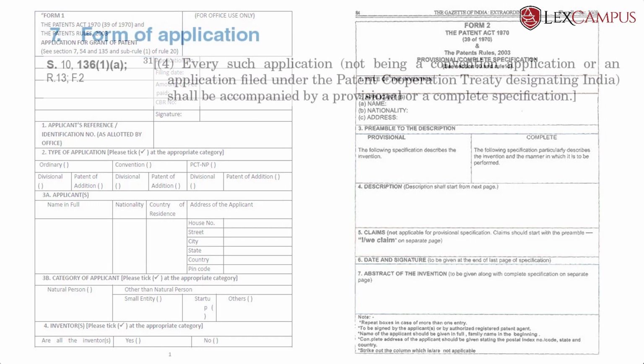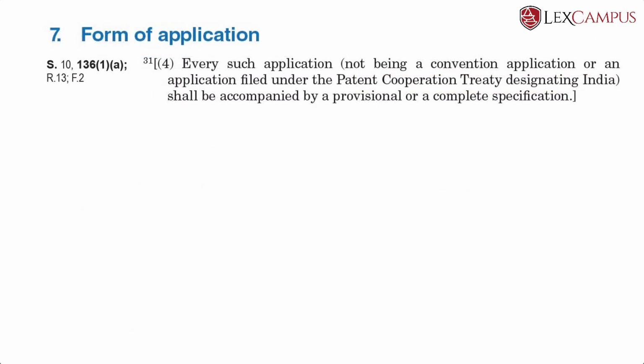Now here in 7.4 it is mentioned that every such application, not being a convention application or an application filed under the PCT, Patent Cooperation Treaty designating India. So these two are the kinds of international applications. An international application can either be a convention application or it can be an application under the PCT, Patent Cooperation Treaty. Except for these two, every such application shall be accompanied by a provisional or a complete specification.